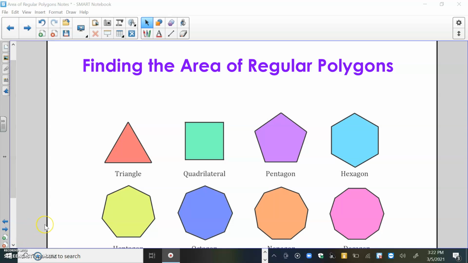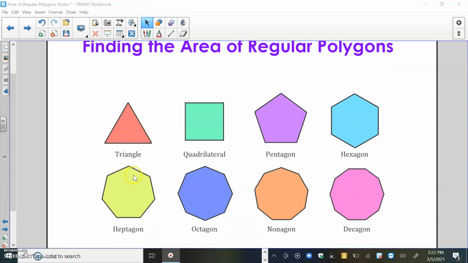Hey guys, welcome to this lesson where we are going to find the area of regular polygons. We have spent a lot of time last semester finding the area of other shapes like rectangles, squares, parallelograms, triangles, trapezoids, that kind of thing. And now we are going to find the area of all these shapes with a whole lot more sides.